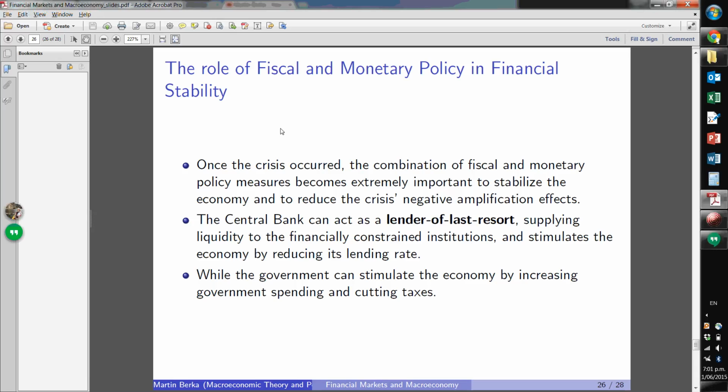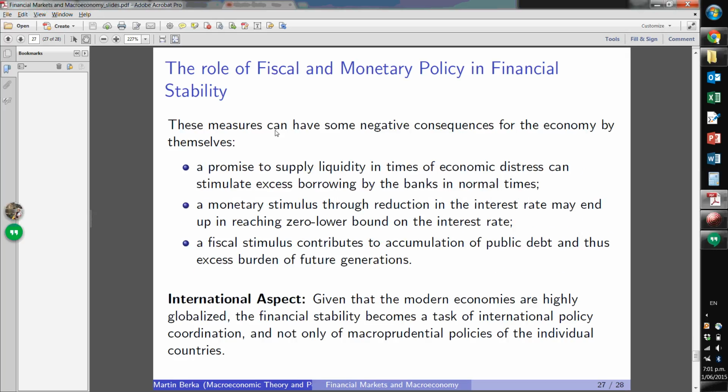that's the main role. Now, of course, the fiscal policy can also, government and the fiscal policy can also stimulate the economy and help the banking sector through increasing government spending or cutting taxes transitorily, right? But that's not what we're focusing on here.